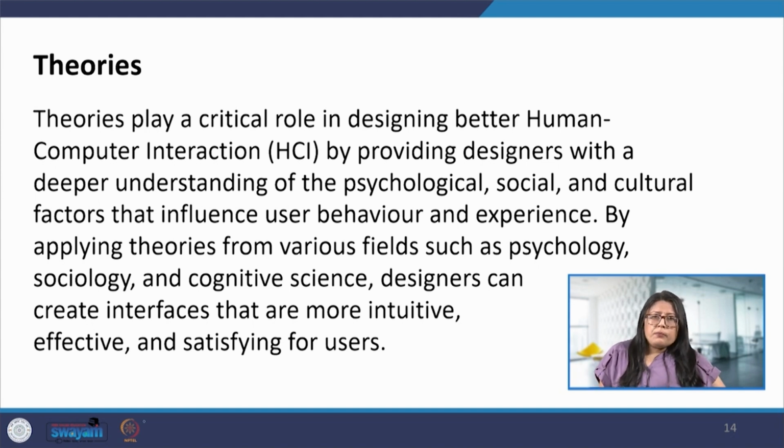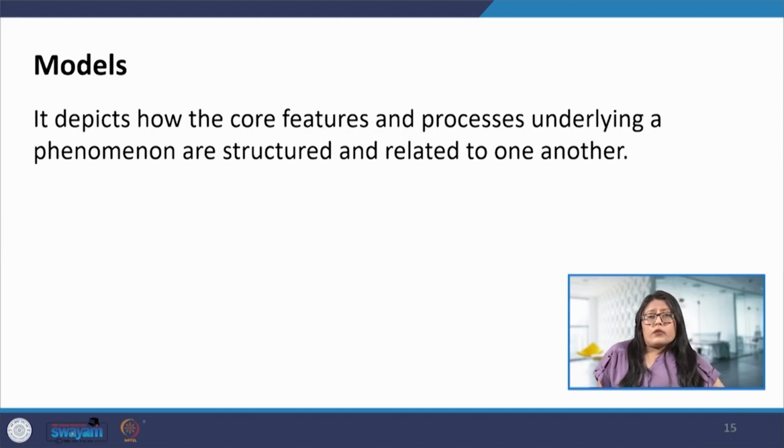And one of the main benefits of applying such theories in interaction design is to help identify factors like cognitive, social, and others relevant to the design and evaluation of interactive products. So, using these theories, we can analyze and see whether the output is effective, or we need to check some other theory. Now, models are visual representations of an idea. So it depicts how the core features and processes underlying a phenomenon are structured and related to one another.